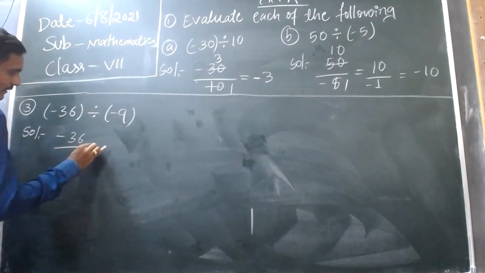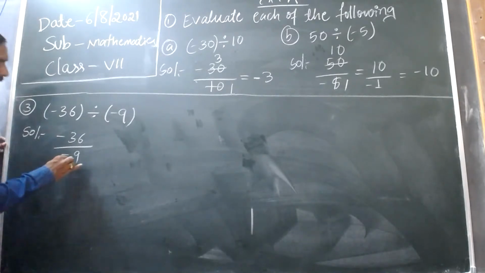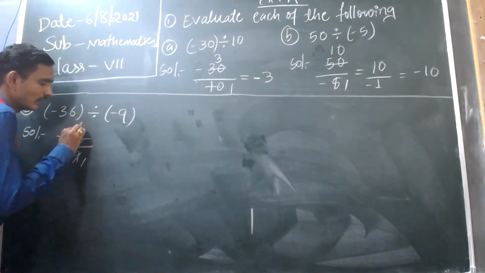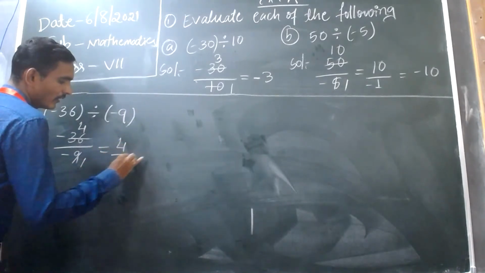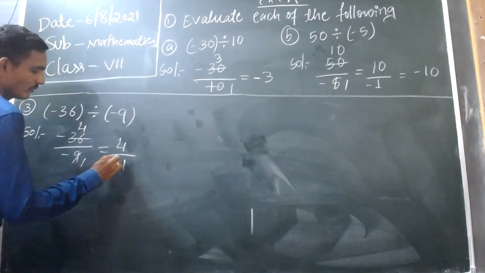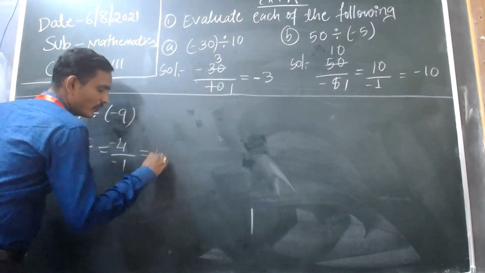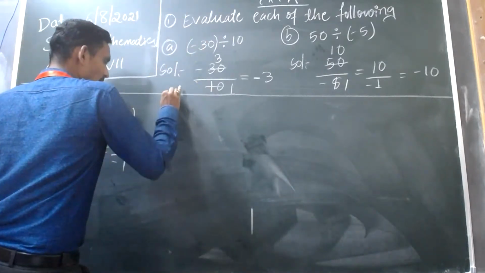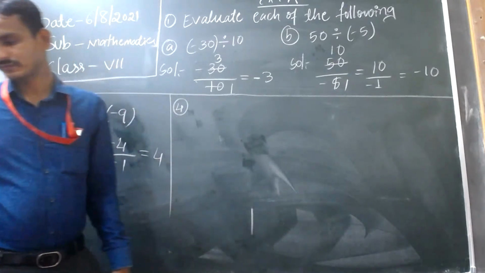Minus 36 divided by minus 9. So 9 how much is 36? 9 ones are 9, 9 twos are 18, 9 threes are 27, 9 fours are 36. So that is 4 divided by 1, minus 1 minus 4, that is equal to a positive 4, plus 4. So this completes your third one and the next one will go to the fourth one.